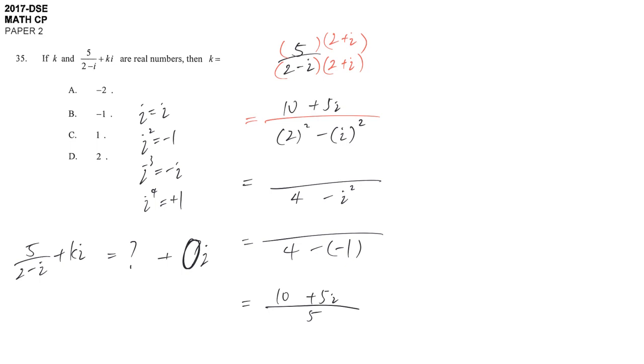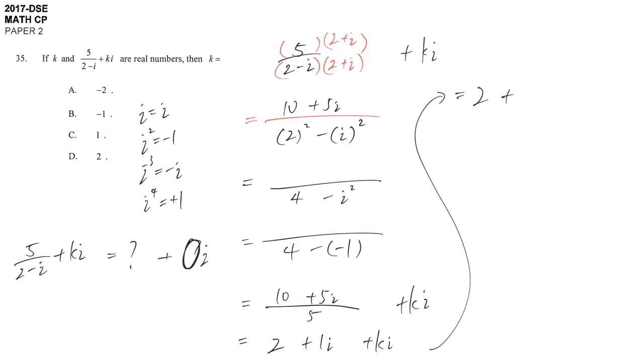And then don't forget in our calculation we have plus ki at the back. So that's why we have 10 divided by 5 plus 5 divided by 5, 1i, and then plus ki. Separate them, that means 2 plus (1 plus k) times i. It's because we say that this is a real number. That's why the imaginary part, 1 plus k, should equal 0. So k is equal to negative 1. The answer is B.